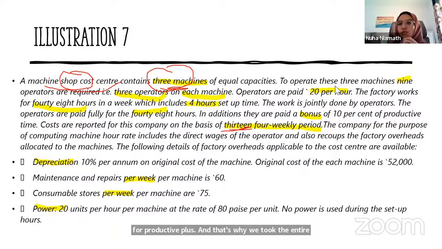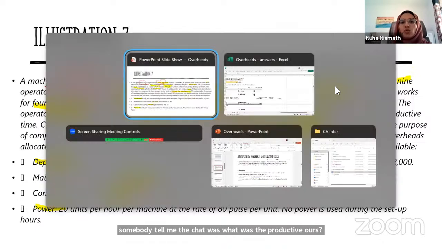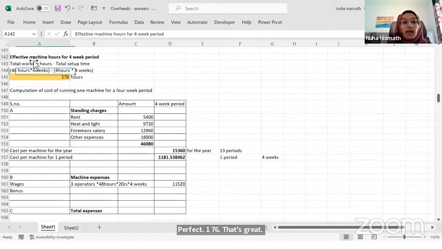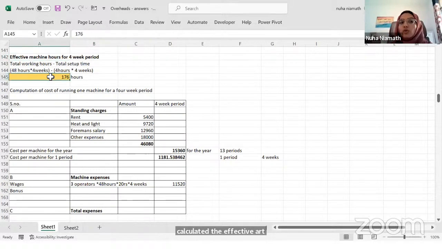But now we're not going to take 48 hours. We are only going to take the productive time. Can somebody please tell me how much did we calculate the productive hours for? We had calculated the effective hours, right? Can somebody tell me in the chat box what was the productive hours? Perfect, 176, that's correct. So initially we had calculated the effective hours. So this is the productive hours when it is being worked for. So we are only going to take the bonus for 176 hours.